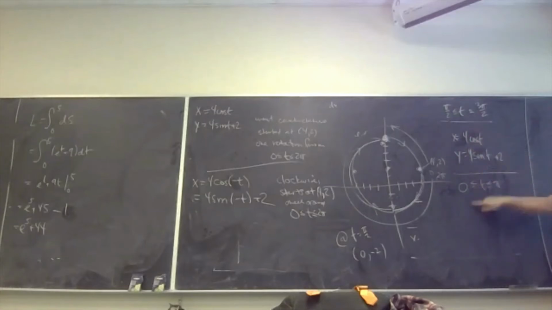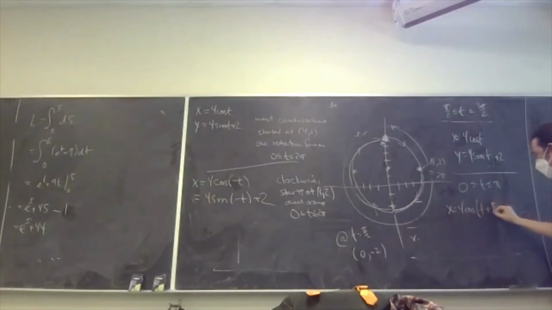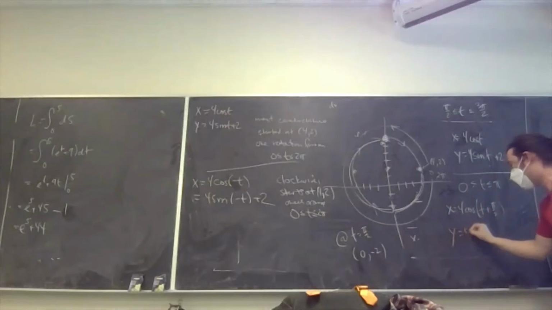Well, if you put a 0 into this right here, the number that comes out is 0, but I don't want to start at 0, I want to start at pi over 2. So I don't subtract from t, I add to t to shift it. If I subtract from the domain, I'm shifting one way, I've got to shift the function the other way. So this should be x is equal to 4 cosine of t plus pi over 2. And y is equal to 4 sine of t plus pi over 2, plus 2.